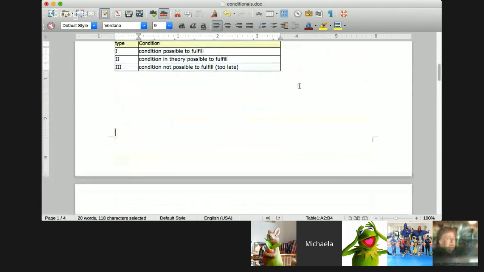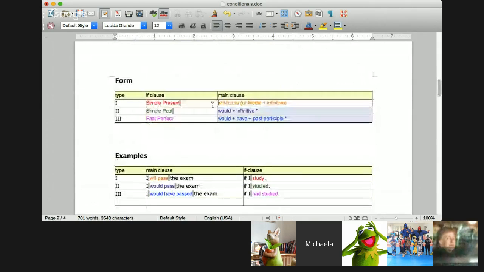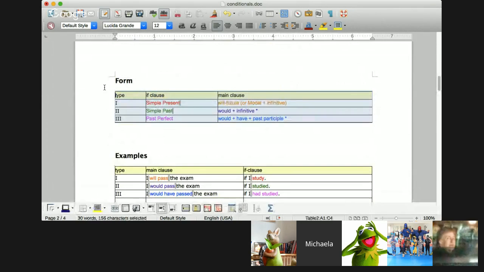Cool. Then let's move down to the form, how we actually make them. Ken, will you read the form for type 1, 2, and 3? Type 1: simple present in the if clause; simple present, will future, or modal plus infinitive in the main clause. Type 2: if clause, simple past; main clause, would plus infinitive. Type 3: if clause, past perfect; main clause, would plus have plus past participle.